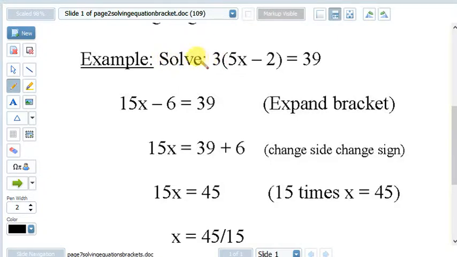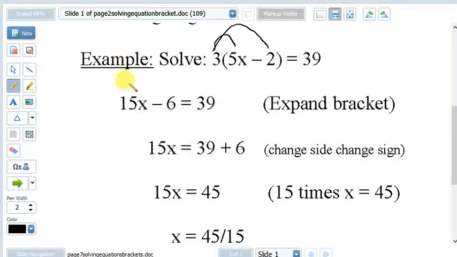Okay, so solve 3(5x - 2) = 39. So what we've got to do here is we've got to times everything inside the bracket by the number immediately before the bracket. So 3 times 5x is 15x, and 3 times minus 2 is the minus 6 that we see down here. Now we don't times the 39 by the 3 because the 39 is not in the bracket.